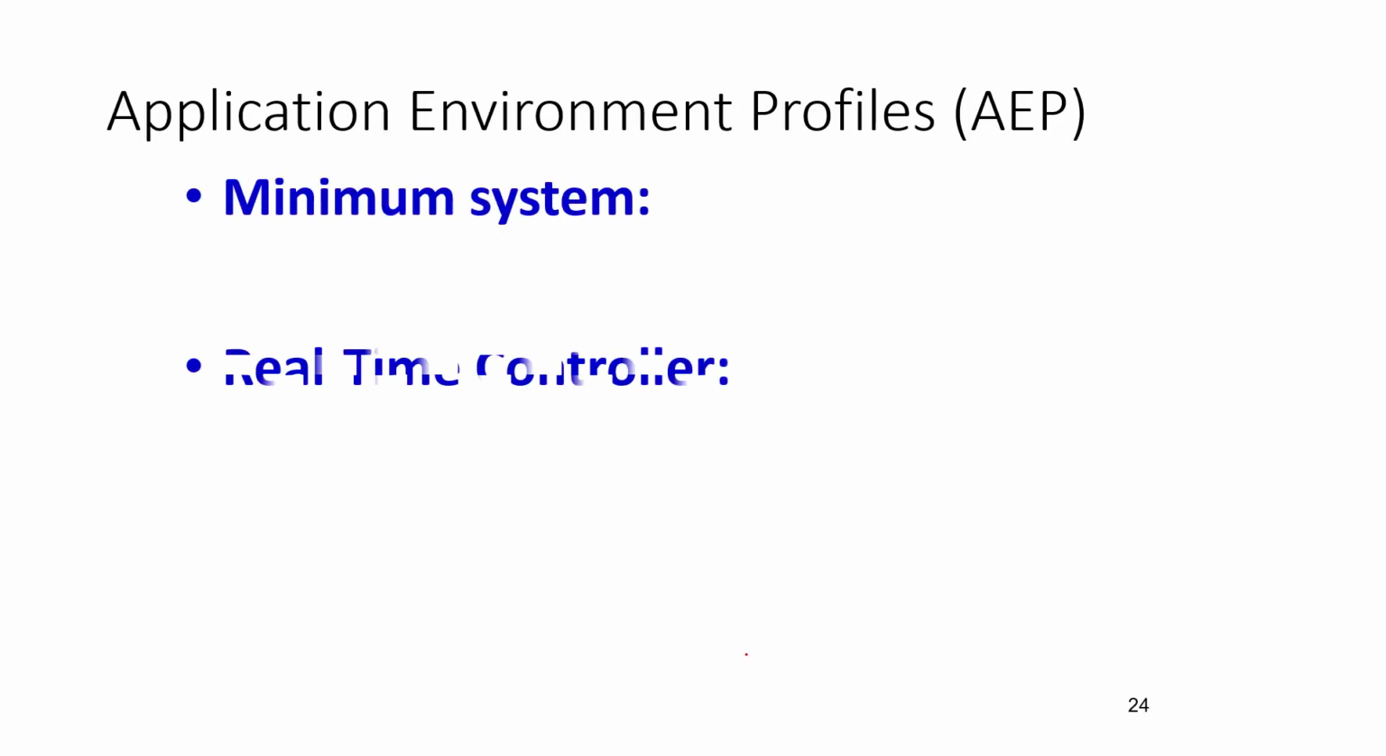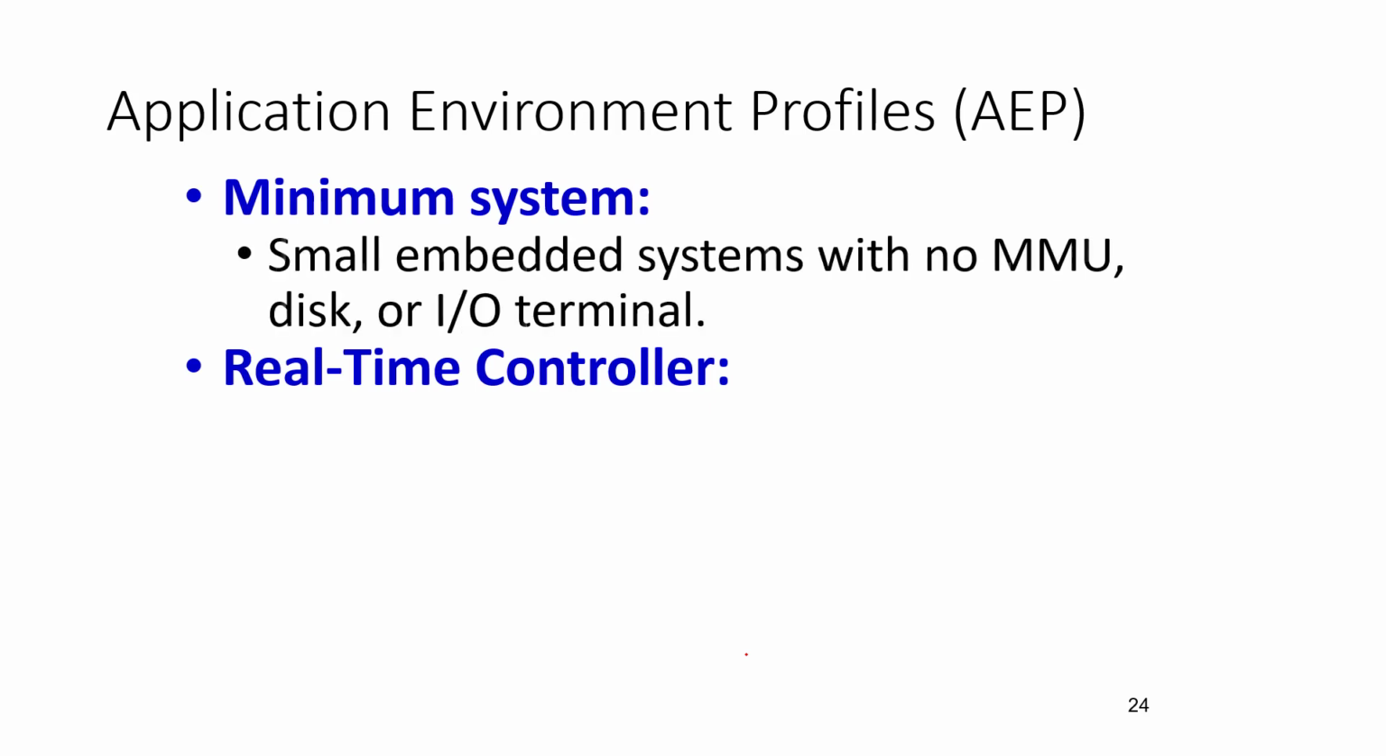So coming to AEPs, the minimum system. We will look at some AEPs. One is of course a highly minimal system. This is a small embedded system with no memory management unit, disk or IO terminal. In a sense, there is no virtual memory or any kind of secondary storage. This would be like a very small sensor kind of system, a sensor unit. So this would fall over here.